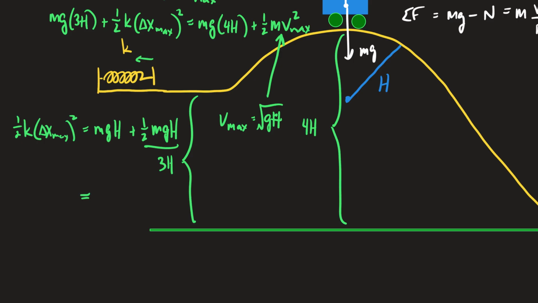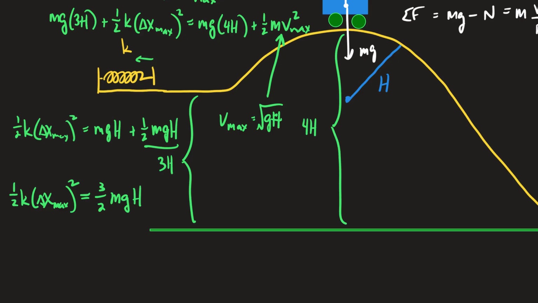mgh and 1/2 mgh is 3/2 mgh. I just added those two numbers together. 1 plus 1/2 is 3/2. If you don't like fractions, then make it 1 plus 0.5 and get 1.5. And then the other side is still 1/2 k delta x max squared.